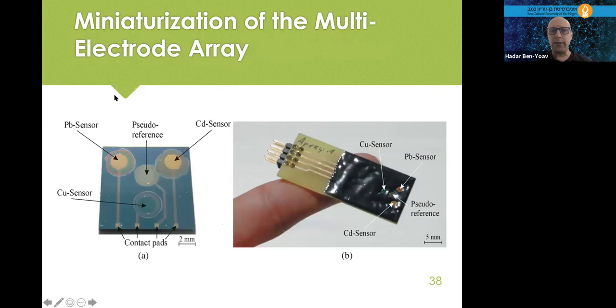You can also miniaturize those kinds of sensor arrays. This is an example of three different working electrodes made of different metals. If you put the sample on top of them, each one will generate a different signal. So you have an array of three electrodes.